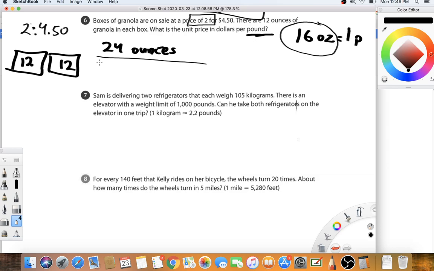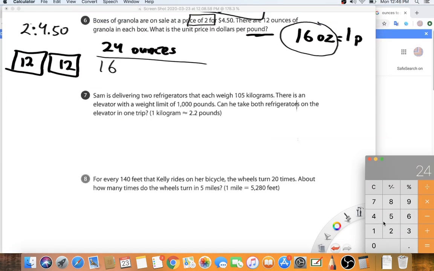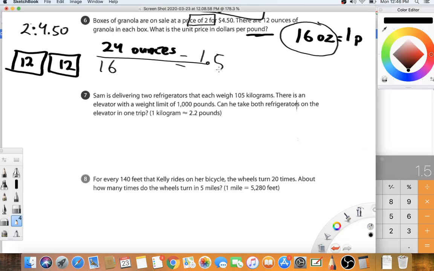So we need to divide that by 16. We're going to do 24 divided by 16, and we got 1.5. That means there's 1.5 pounds that costs $4.50. This 1.5 pounds is because we took the two boxes, and each box 12 ounces.